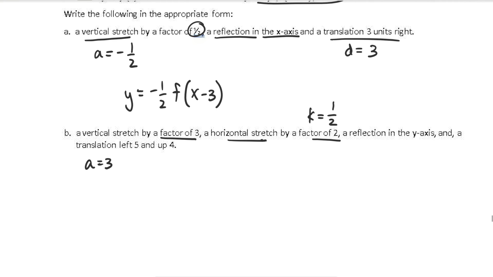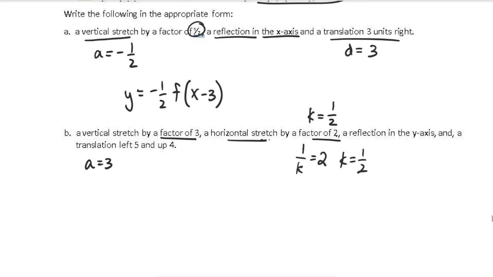Remember, when we talk about horizontal stretches, we're always talking about a factor of 1 over K. So what is the K value for the factor 1 over K to be 2? Yeah, so for 1 over K to be 2, what does K have to equal? K has to equal 1 over 2.